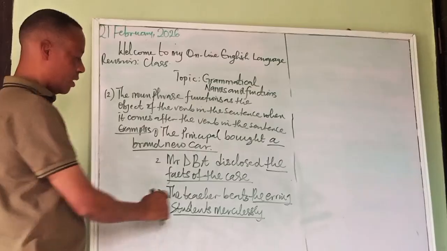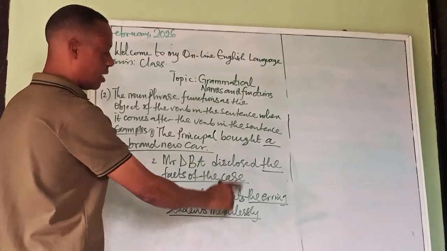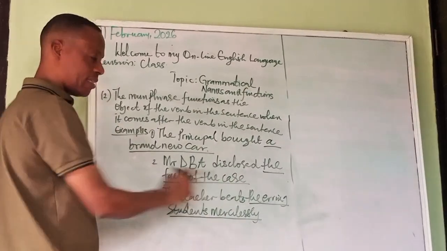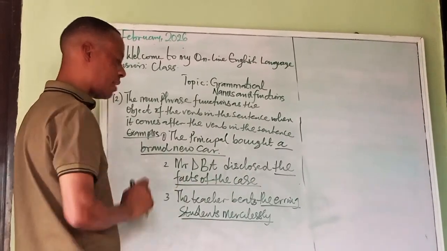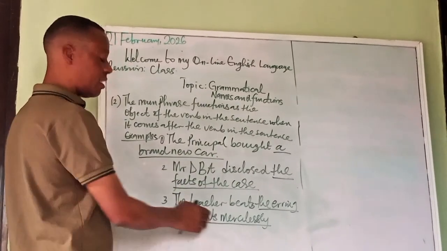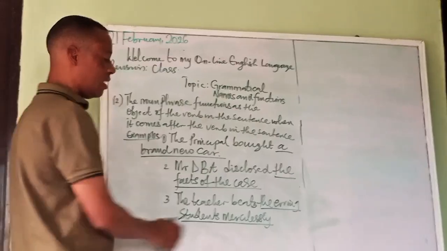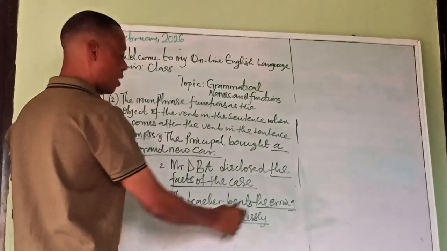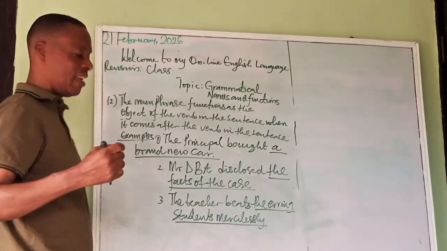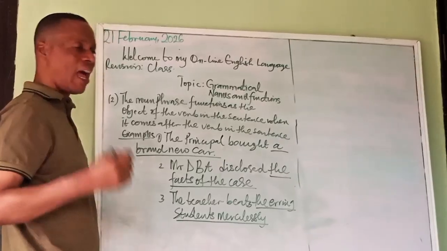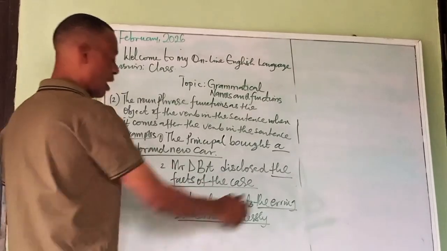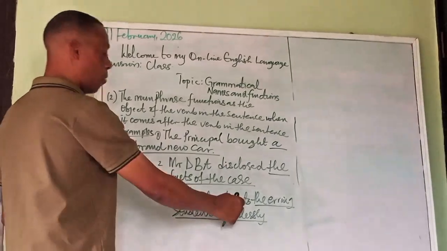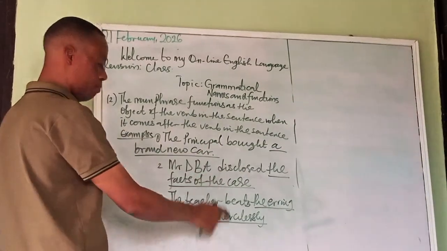Number three, the teacher beats the erring student mercilessly. In this expression, we are looking at the expression the erring student mercilessly as a noun phrase, and it's coming after the verb beats. So therefore, this is a noun phrase and it is the object of the verb beats.